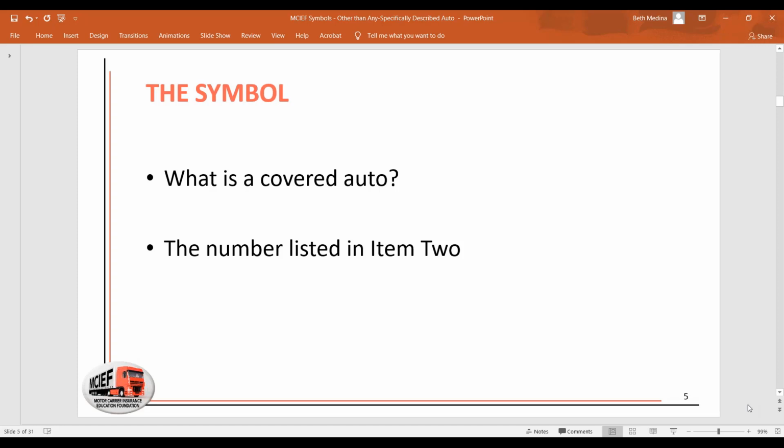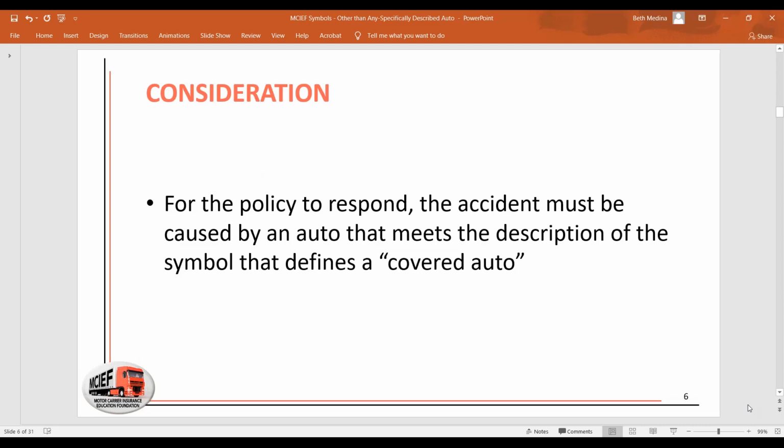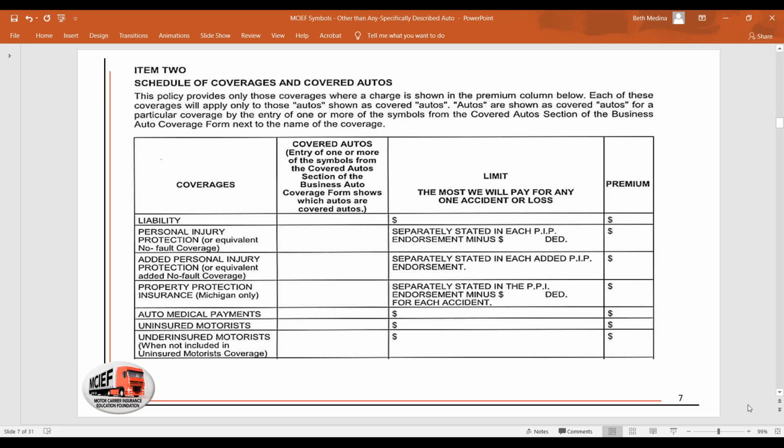To determine what's a covered auto, we use the list of numbers that we put in item 2 of the dec. For the policy to respond, the accident must be caused by an auto that meets the definition or the description of the symbols that defines a covered auto. So this is the part we're going to spend today to wrap this session up on: symbols. Where you list this is in item 2, schedule of coverages and covered autos. That's the part. Here's the coverages and here's what's a covered auto.